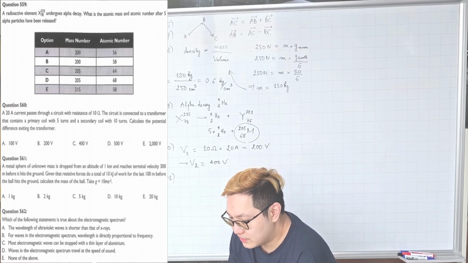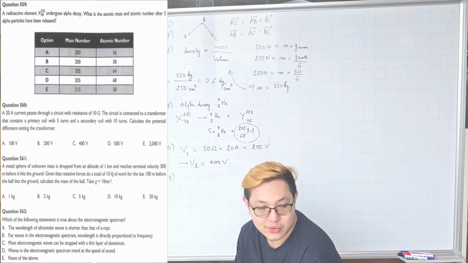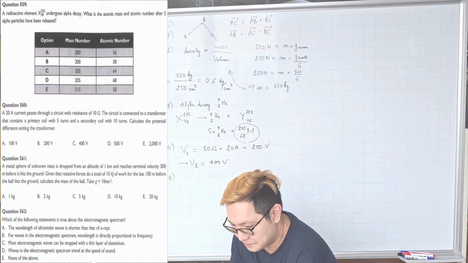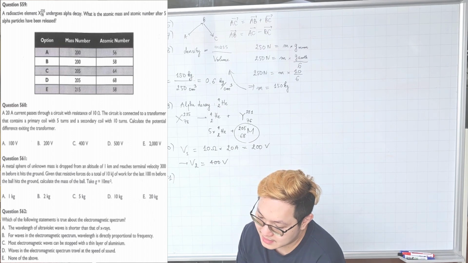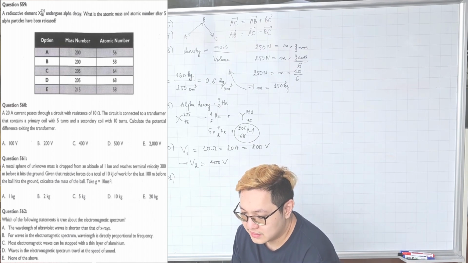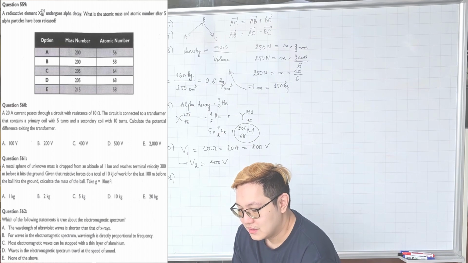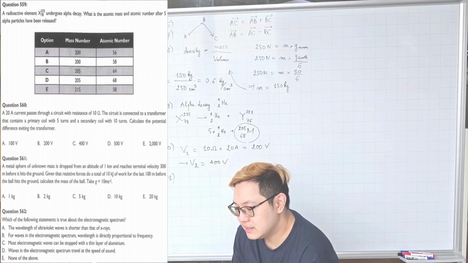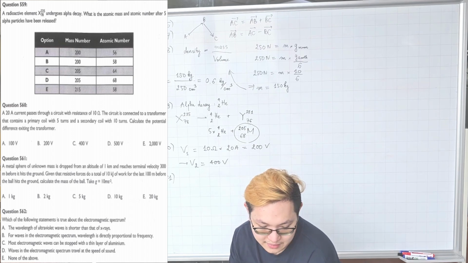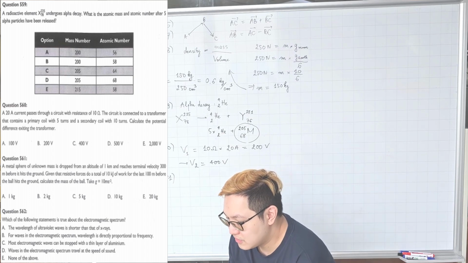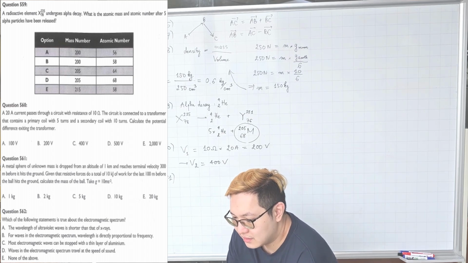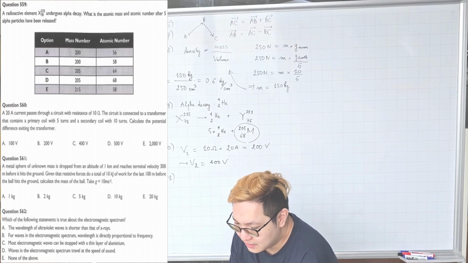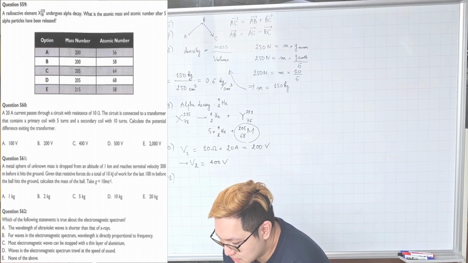Given that resistive forces do a total of 10 kilojoule of work for the last 100 meters before the ball hits the ground, calculate the mass of the ball, take g as 10 meters per second squared. The resistive forces do a total of 10 kJ of work in the last 100 meters before the ball hits the ground. Calculate the mass of the ball.